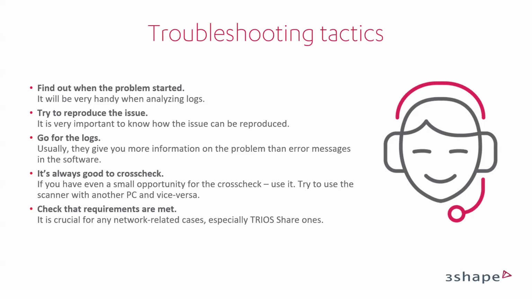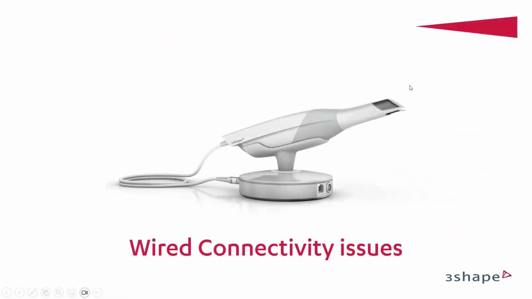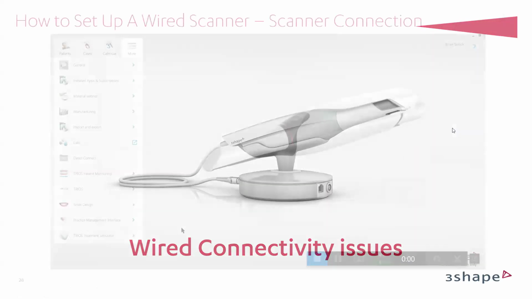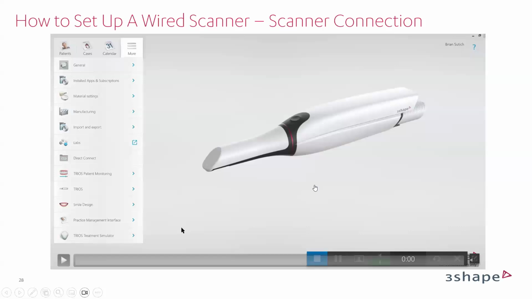You may also check that the requirements are met. It's critical for any network-related cases, especially for Trios share ones. So that's the important point. Also, you should check what troubleshooting steps can be applied when we have some wired connectivity issues. And actually, you can see a small video on how to set up a wired scanner connection.